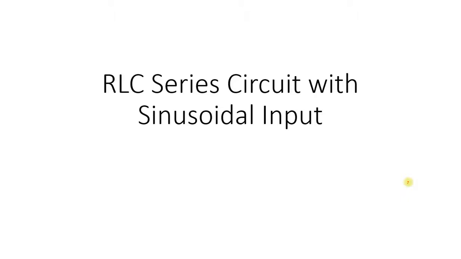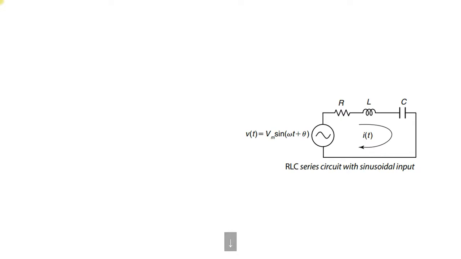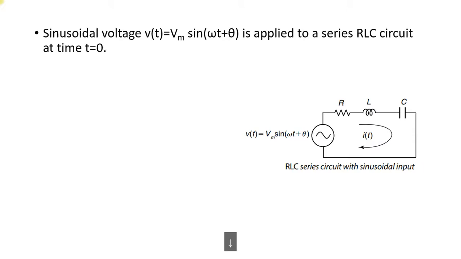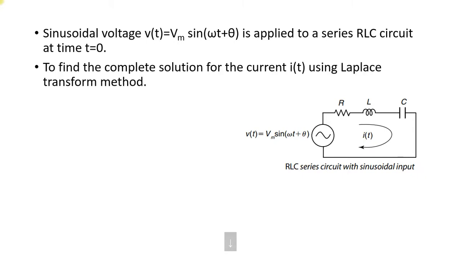In today's lecture, we are going to see the transient response of an RLC series circuit with sinusoidal input voltage. This is the RLC series circuit with the input voltage being a sinusoidal voltage whose magnitude is Vm. The switch is closed at time t equal to 0. Here we want to find the complete solution for the current i(t) using the Laplace transform method.